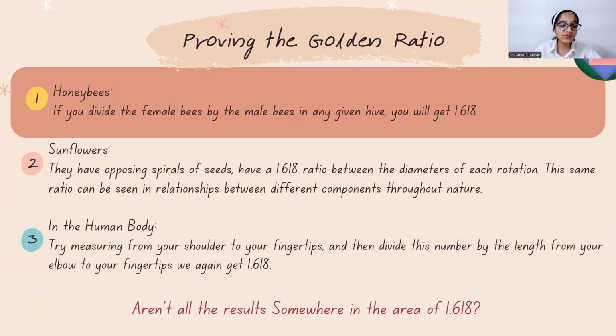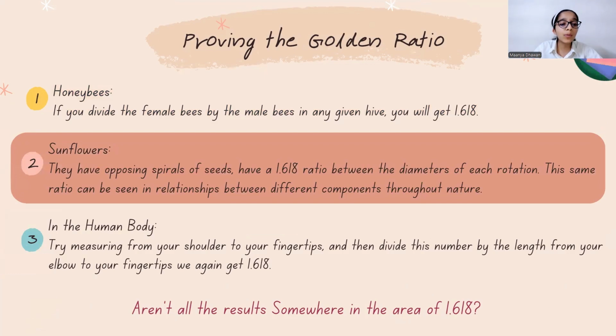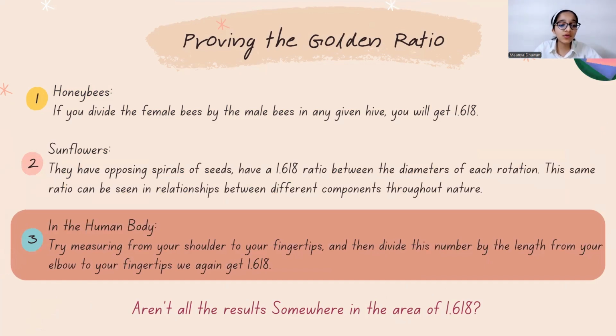For any beehive, if we divide the female bees by the male bees, we'll get 1 to 1.618, which is the golden ratio. Sunflowers have opposing spirals of seeds that have a 1.618 ratio between the diameters of each rotation, giving us the golden number once again. The human body. If we measure from our shoulder to our fingertips and then divide this number by the length from our elbow to our fingertips, we will once again get 1.618. So don't all these things prove the golden ratio?